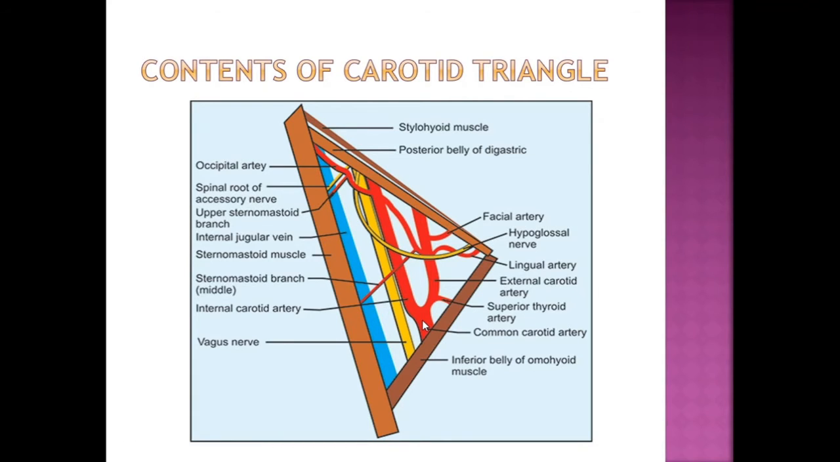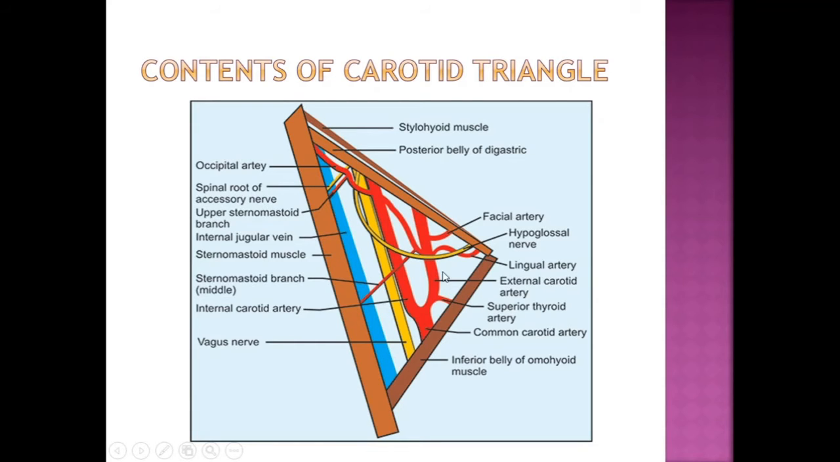Each common carotid artery extends upwards from the sternoclavicular joint up to the upper border of lamina of thyroid cartilage. So if you draw a line here, it will be the upper border of lamina of thyroid cartilage, corresponding to the disc between the C3 and C4 cervical vertebrae. So that is the bifurcation of the common carotid artery.